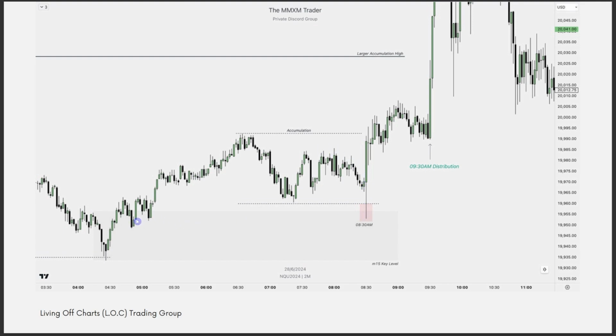We had that 15-minute order block, and this is obviously a 2-minute chart, so this is a lower time frame than the 15-minute. And we're using again a key level to find our accumulation, then manipulation into that key level. And notice how the accumulation again is just above that key level. Then at the right time we manipulate down lower, then a reversal into an expansion, and then we can see over here 9:30 distributes higher into that larger accumulation high.